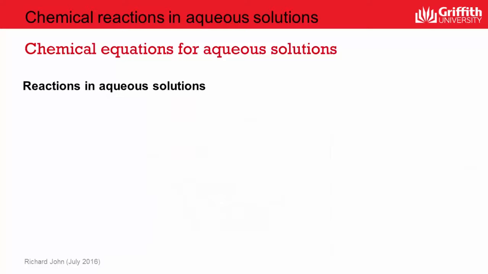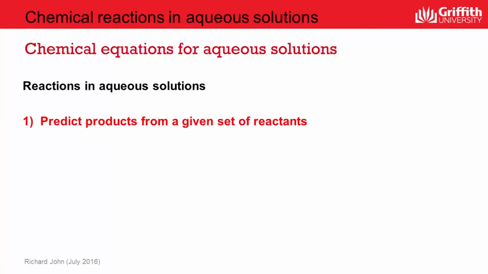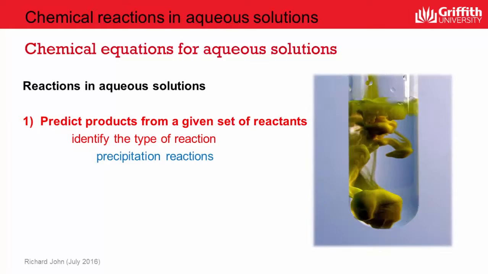When we're considering reactions in aqueous solutions as students of chemistry, we're likely to have to do at least three things. The first thing we're going to have to do is to be able to predict the products of a chemical reaction based on a given set of reactants. So in order to be able to do that, we first have to identify the type of reaction that is taking place. Three types of reactions that we'll consider.